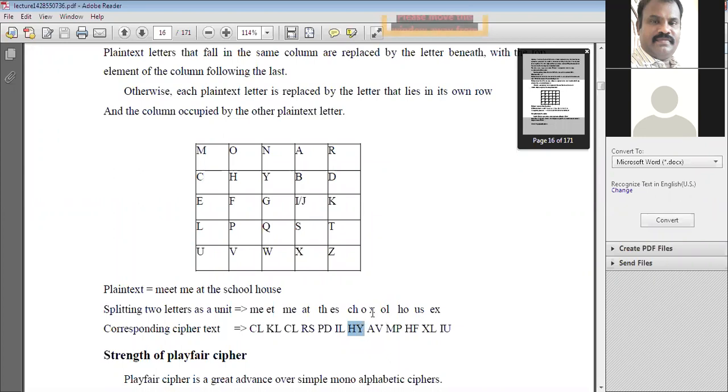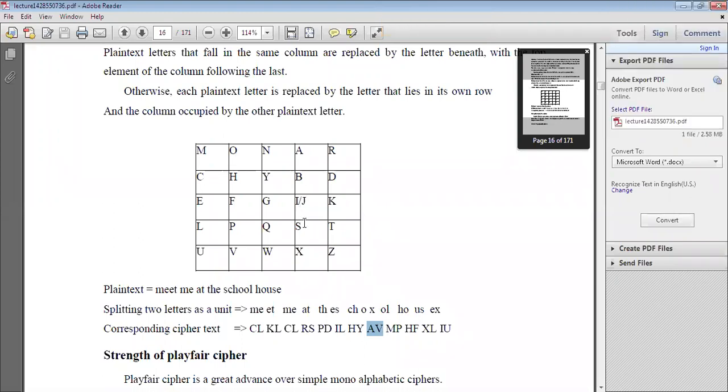Next one, OO. In the place of the second O, you have to use the default character X. So OX. This is the O, this is the X. In the place of O, you replace with A, and X is replaced with B. So AB. Then OL. Where is the L? Here. In the place of O, you replace with M, and L is replaced with P. MP.